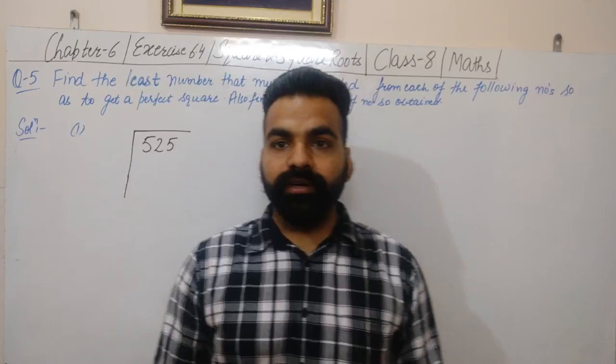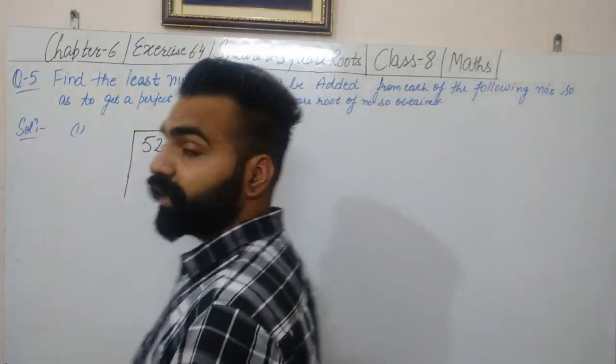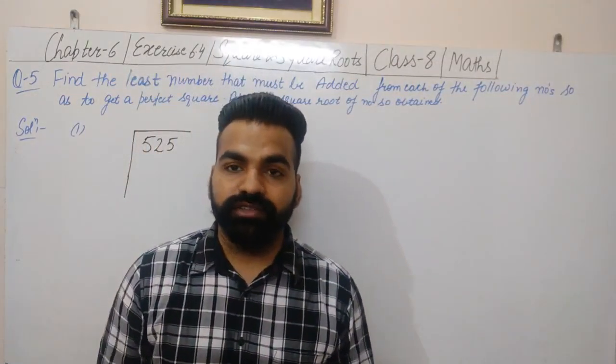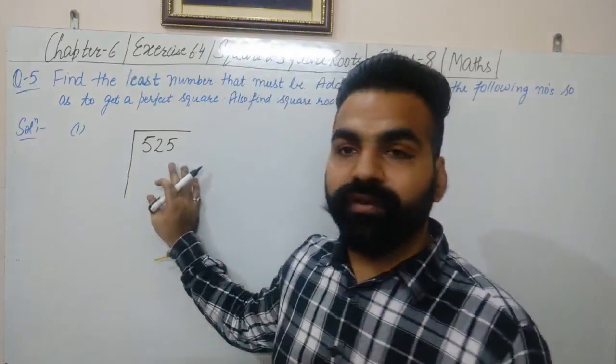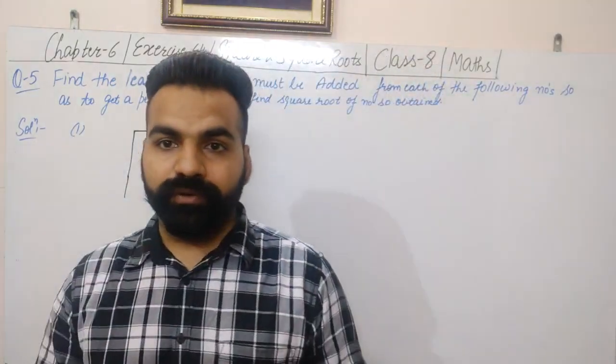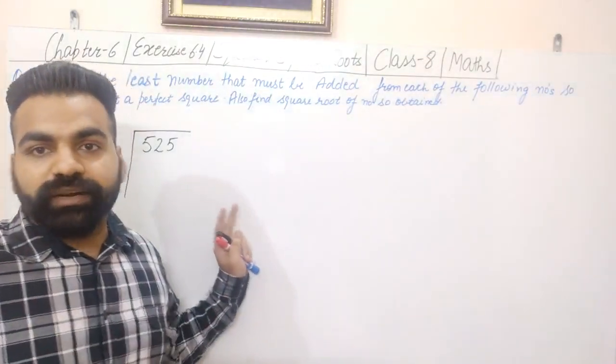Find the least number which should be added to each of the following numbers so as to get a perfect square. So in the previous question we found the number which should be subtracted, but here we have to find the number that must be added to this number to form a perfect square. So the same procedure will be followed. First of all, we will solve it by division method.